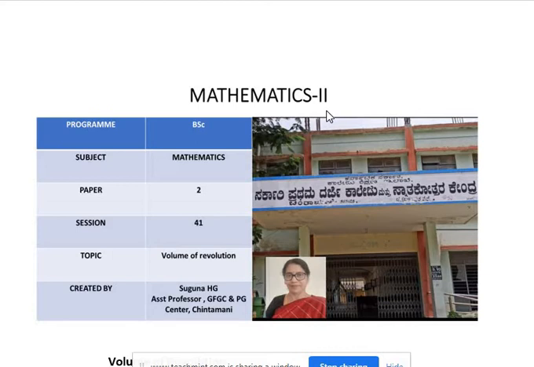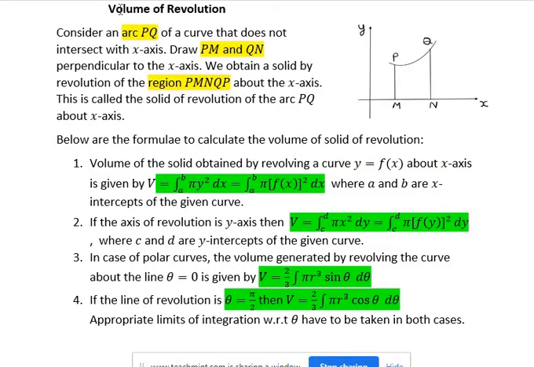In this video, I am presenting you BSc Mathematics Paper 2, Session 41, Volume of Revolution. We are going to discuss the different formulae to find the volume of revolution of a curve and a few problems. Volume of revolution. Consider an arc PQ of a curve that does not intersect the x-axis.